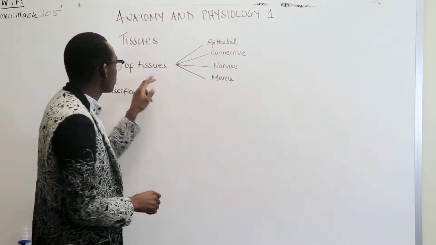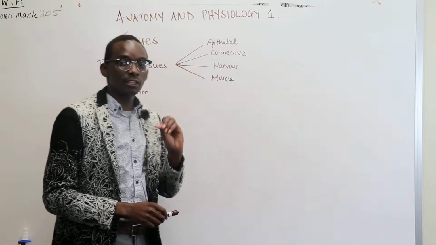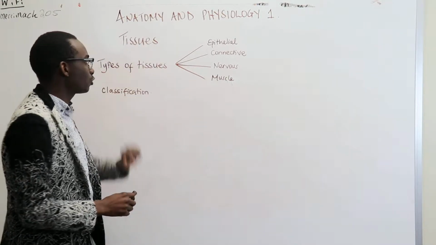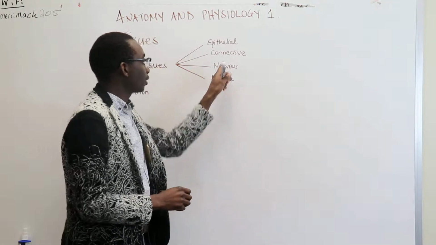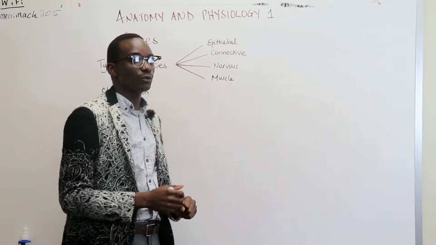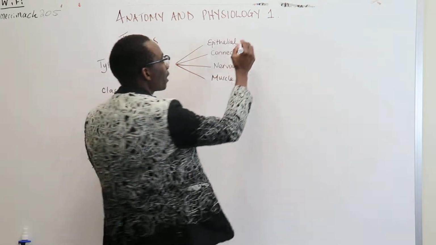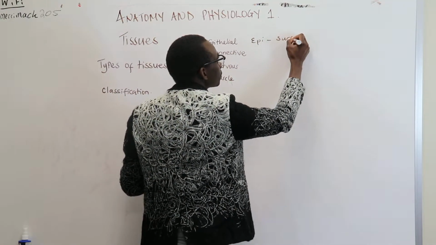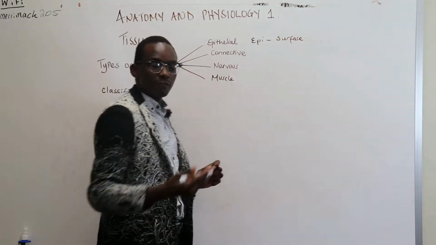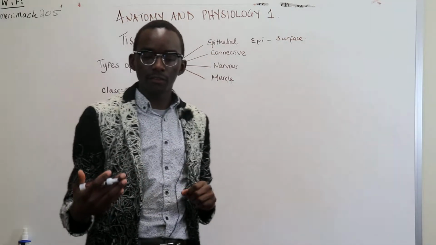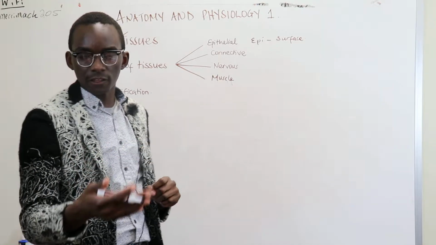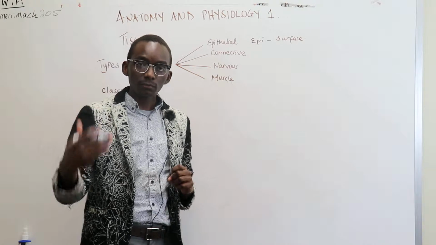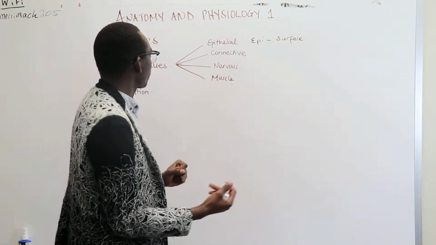So now, to jump into the topic today, we are looking at tissues. We shall see the types of tissues, and in this section we are going to concentrate more on the epithelial tissue. The types of tissue we have are the epithelial, connective, nervous, and the muscle tissues. The word epi means surface. So these are the tissues we find on surfaces of organs, like the skin, the heart, the blood vessels, the kidney, and so many other surfaces.